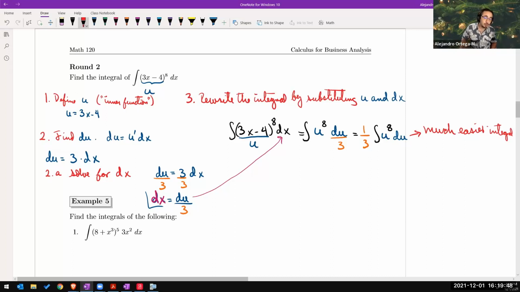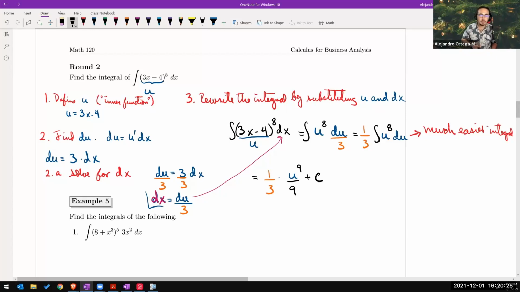Rather than integrating with respect to x, and that's why it's so important to write down the du or the dx, because we want to know which variable we are integrating with respect to. What's the antiderivative that we're looking for? So now, if we have 1/3 times the integral of u to the 8th, then our answer is going to be 1/3. Then we apply the power rule and get u to the 9 over 9 plus c.